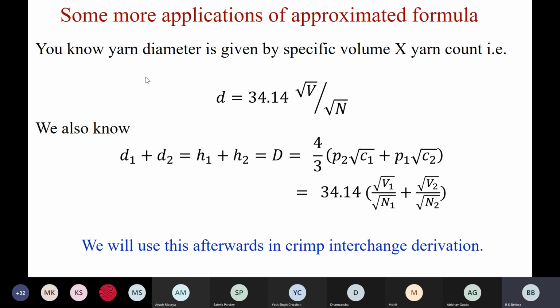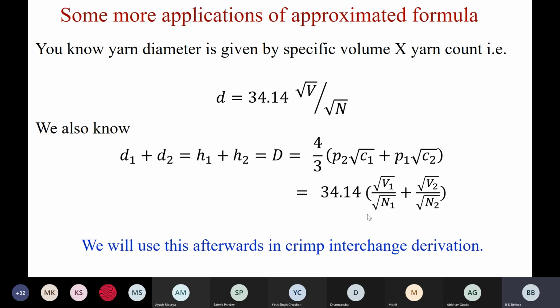And also from Pierce geometry, this is our equation number 7, if you recall. D1 plus D2 is equal to H1 plus H2 is equal to D, capital D. By this time now you know what is H1 value, and also you know H2 value, 4 upon 3 P2 C1, 4 upon 3 P1 C2 square root. So substitute this value of H1 and H2 here, and you know D1 is, this is a D, so D1 will be simply this V1 or N1, D2 will be simply this V2 over N2. We can equate this one with this.